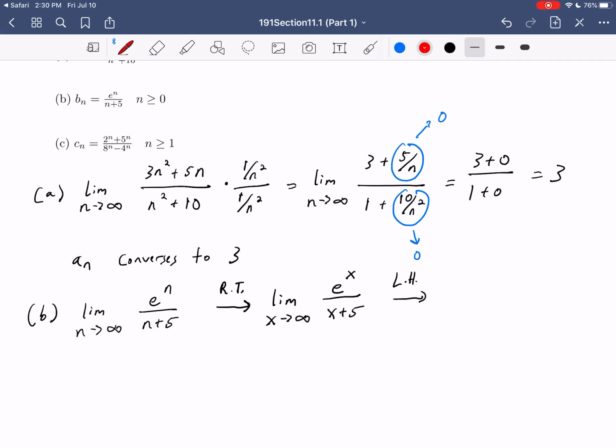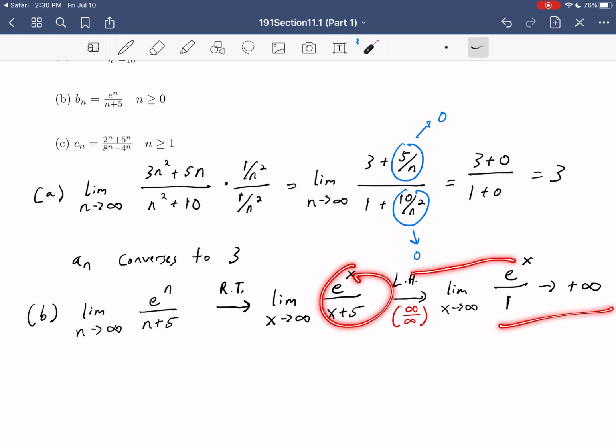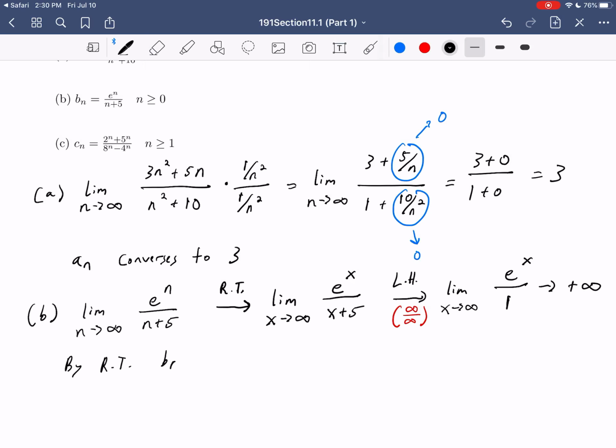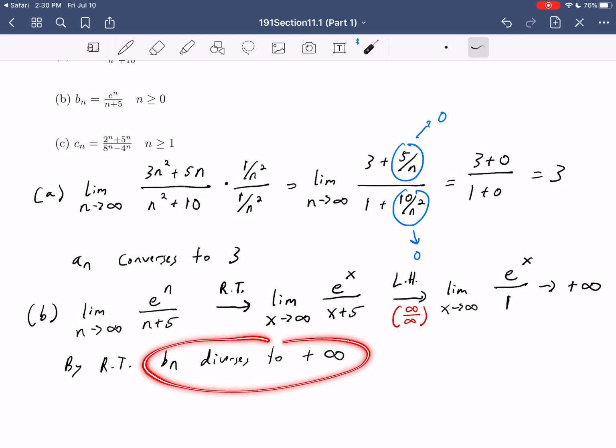We can use L'Hopital, remember, because this is an infinity over infinity sort of situation. So L'Hopital allows us to differentiate the numerator and the denominator separately. So we get e to the x over 1. And then, of course, we know that that is going to tend towards positive infinity. So that means the function is headed towards positive infinity. So the function is sort of going up like that. So the discrete values along the way are headed to the same spot. So we would say by replacement theorem, b sub n diverges to positive infinity. And we can specify how it diverges here because we know it's headed towards positive infinity.